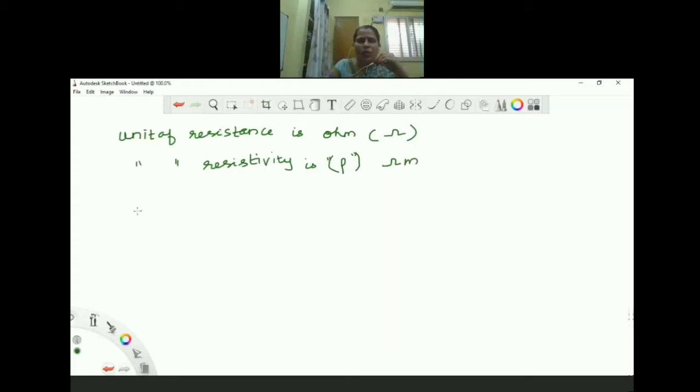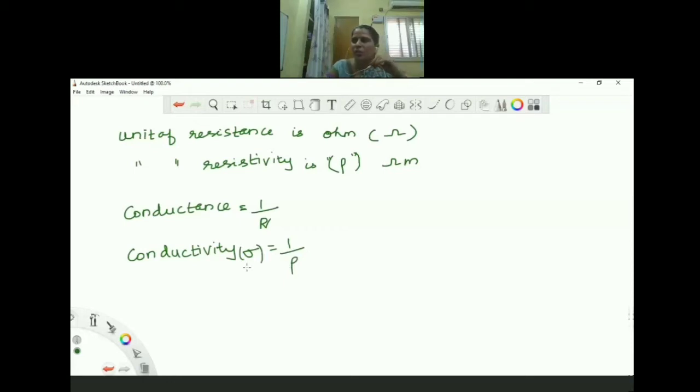We have two more terms also. What is the reciprocal of resistance? The reciprocal of resistance is conductance, that is 1 by R. And similarly, the reciprocal of resistivity is conductivity. Sigma is equal to 1 by rho.